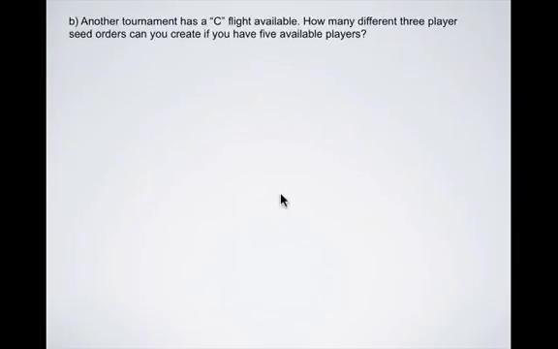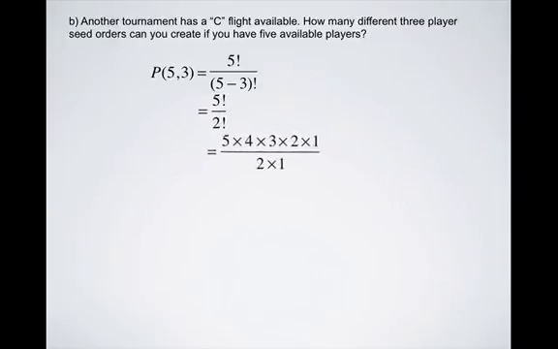So if we take a look at the second question we asked, where we have 3 players to choose out of the 5 for the A, B, and C flights, well, this is going to be the permutation of 5 choose 3, which is 5 factorial over 5 minus 3 factorial, which is 5 factorial over 2 factorial, which again simplifies to be 60. So there are 60 ways that you can choose 3 players out of 5 to go to the tournament.